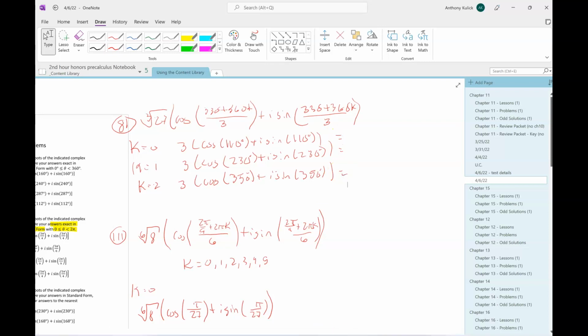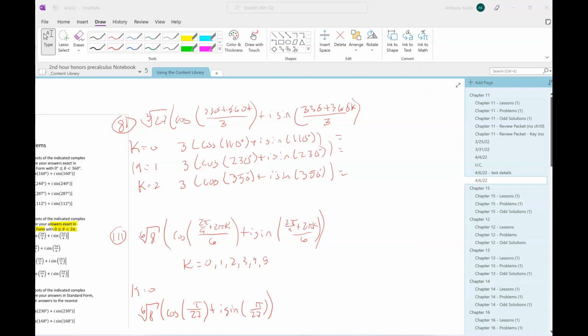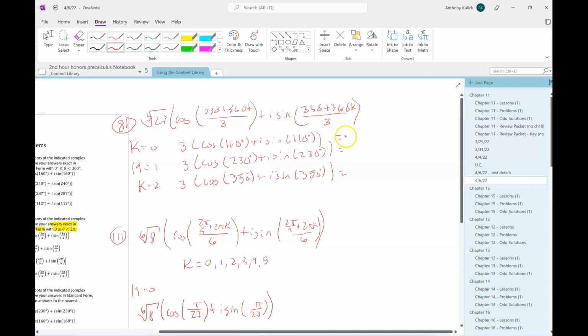And now we're just going to go ahead and grind this out. So 3 cosine 110. Let's quickly check our mode. We are in degree mode, so we're good to roll. And then 3 cosine of 230. And then 3 cosine of 350. Okay, so I'm going to just write those down real quick. I have negative 1.03, negative 1.93, and then 2.95.